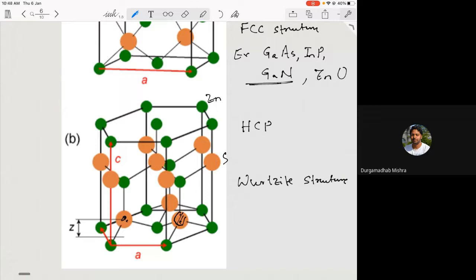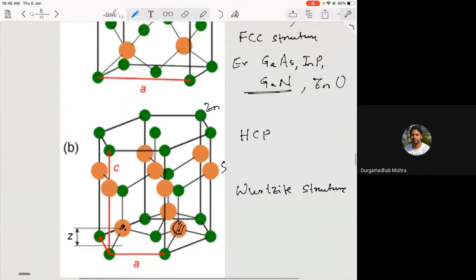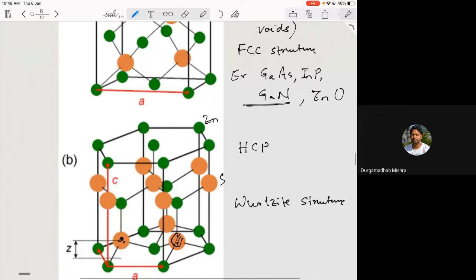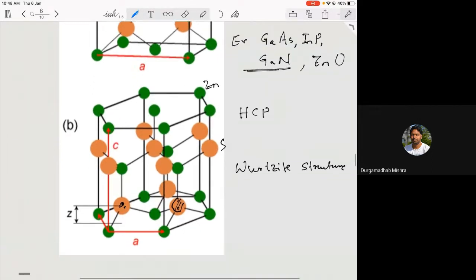One example is iron oxide, where the iron atoms can go to octahedral as well as tetrahedral sites. However, iron oxide is actually an FCC lattice, so it is not HCP. So all these lattices can have octahedral voids as well as tetrahedral voids.